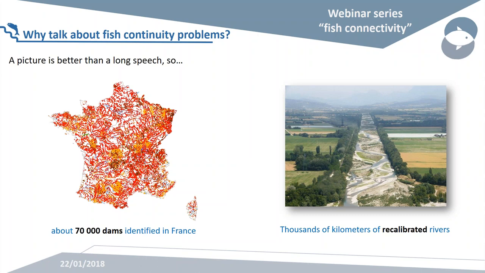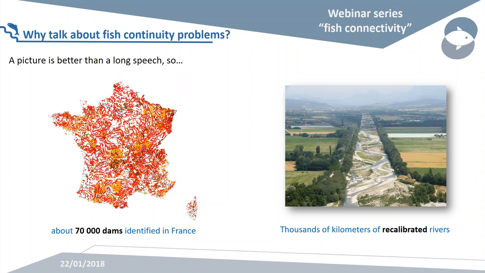So the picture on the left is a recent inventory of dams in France, and each red point corresponds to a dam. There are many of them everywhere in the rivers. We have more than 70,000 dams identified in France. So it's huge, and we can understand why it's so complicated for fish to move inside rivers.